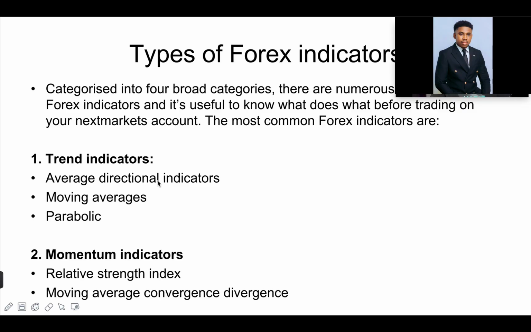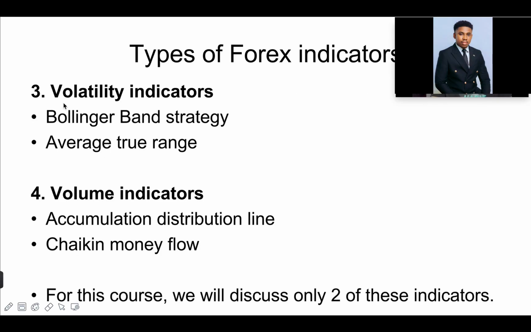The most common Forex indicators are, first, the trend indicators. You have the average directional indicators, the moving averages, and the parabolic indicators. Secondly, you have the momentum indicators, like the relative strength index or RSI, and you have the moving average convergence divergence, whose abbreviation is MACD, as we popularly call it. Then thirdly, you have volatility indicators like the Bollinger Bands and the average true range. And fourth, you have the volume indicators like the accumulation distribution line and the Chaikin money flow.